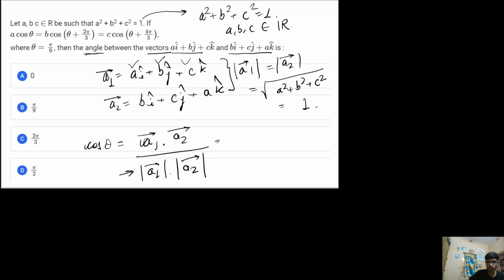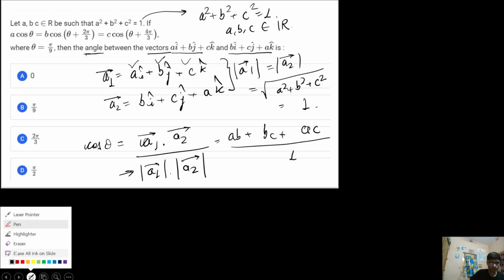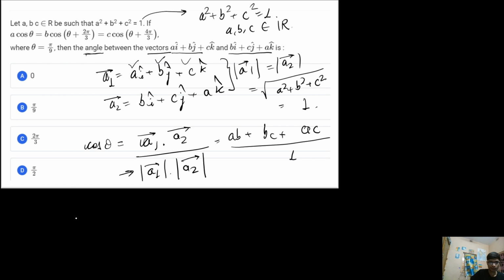So if you compute this particular dot product, the result will be ab plus bc plus ac divided by 1. So from here the result that you will get is that cos theta is equal to ab plus bc plus ca.